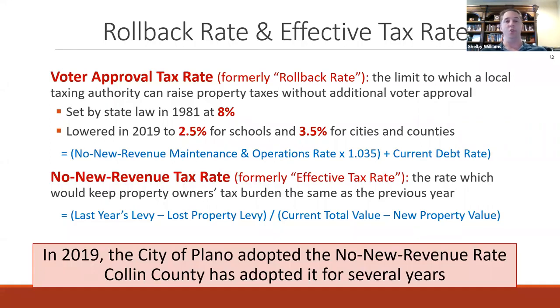The idea was you can keep pace with inflation, but if you want to raise taxes above inflation, then you have to get the voters' approval, or at least they can petition to have a vote on it. Now, the Reagan economy soon obliterated that inflation rate, and we have not seen it since. But that limit never came down until January 1st of this year. So now it's 2.5% for schools and 3.5% for cities and counties. This applies only to the M&O, the maintenance and operations rate. The debt rate, the INS, interest and sinking rate, that's a separate part of the calculation. In blue, you can see the total calculation.